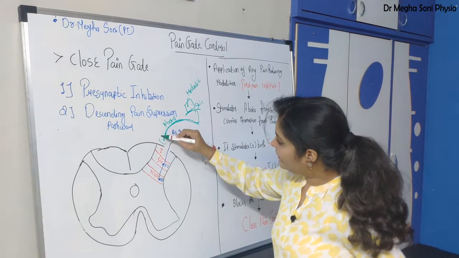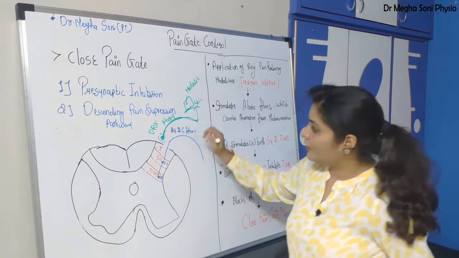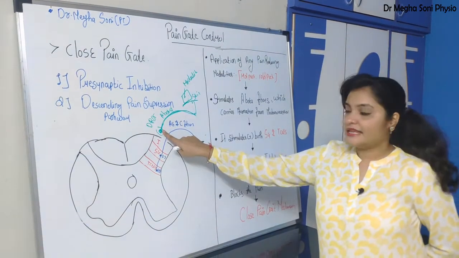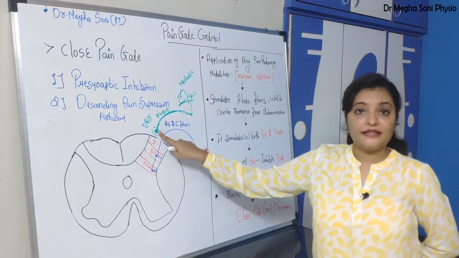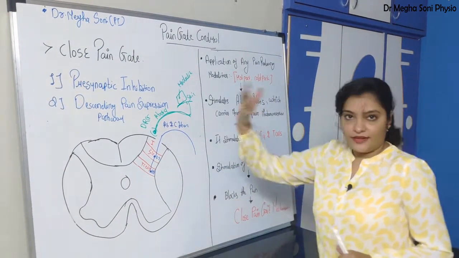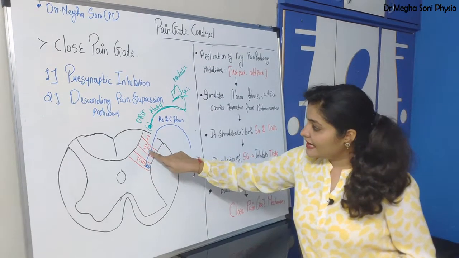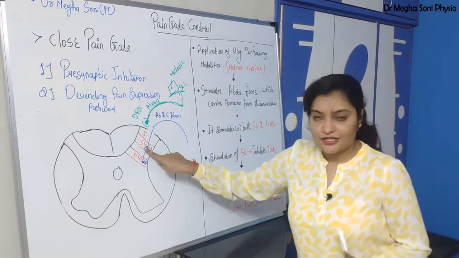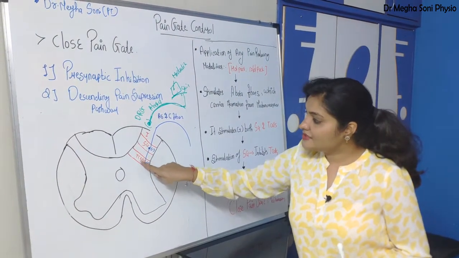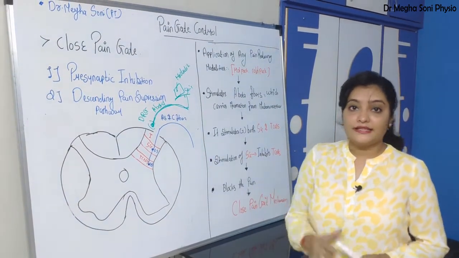It runs to the level of the first order neuron, that is the dorsal root ganglion. Here it makes a synapse. Now in the open gate mechanism, the A delta and C fibers inhibit substantia gelatinosa and stimulate the T cell, so pain can transmit from peripheral to central.